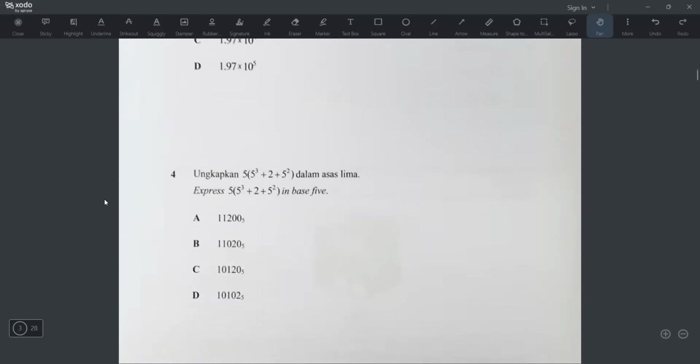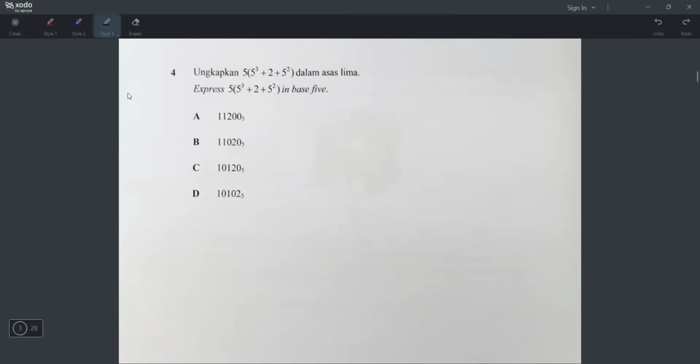All right, that's all. Number four, this one is from form 4 chapter 2, number base. It's called Asas Nombor. All right, express 5 bracket 5 power 3 plus 2 times 5 power 2 in base 5. Okay, there's two methods to do this. One is the shortcut method, one is the slow method. Okay, what's the slow method?